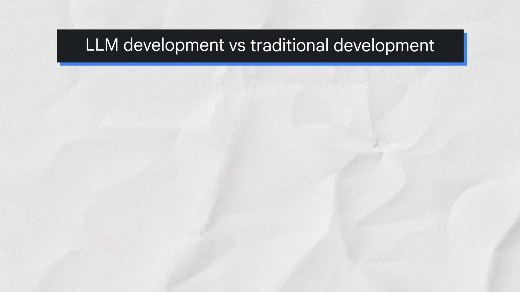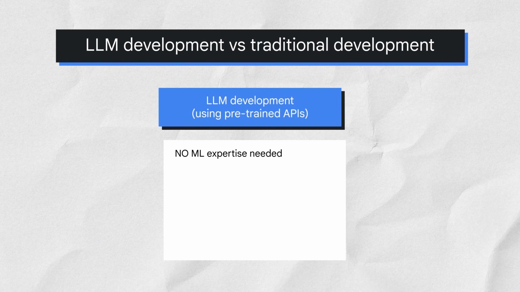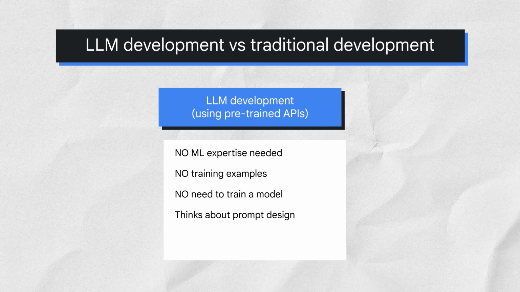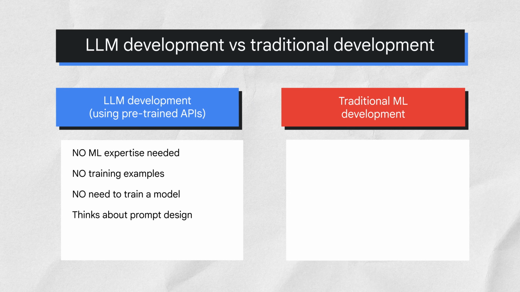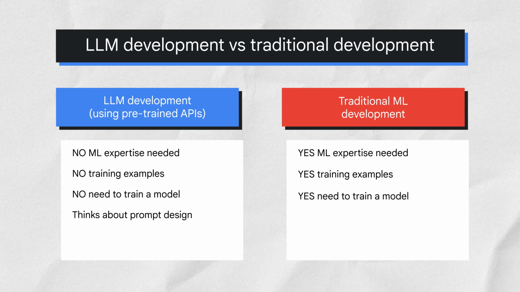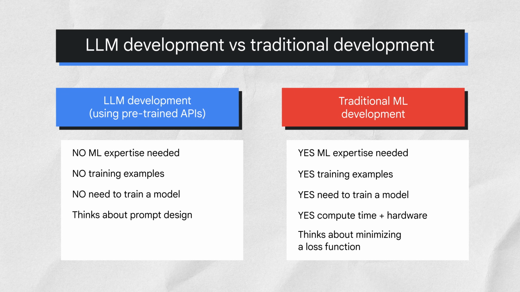Let's compare LLM development using pre-trained models with traditional ML development. First, with LLM development, you don't need to be an expert. You don't need training examples, and there is no need to train a model. All you need to do is think about prompt design, which is the process of creating a prompt that is clear, concise, and informative. It is an important part of natural language processing, or NLP for short. In traditional machine learning, you need expertise, training examples, compute time, and hardware. That's a lot more requirements than LLM development.